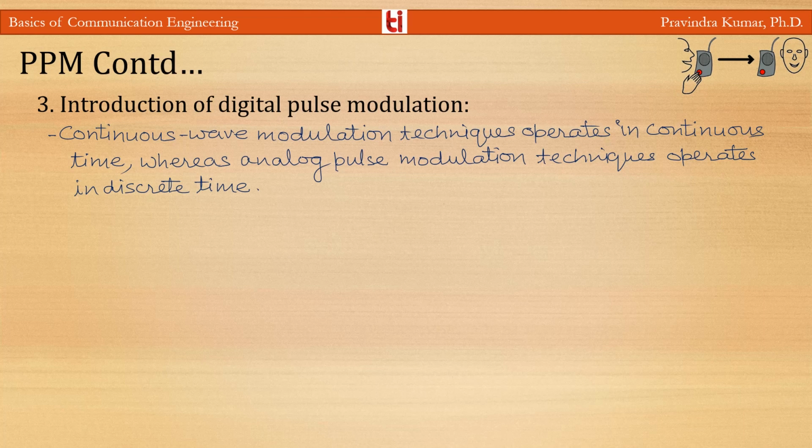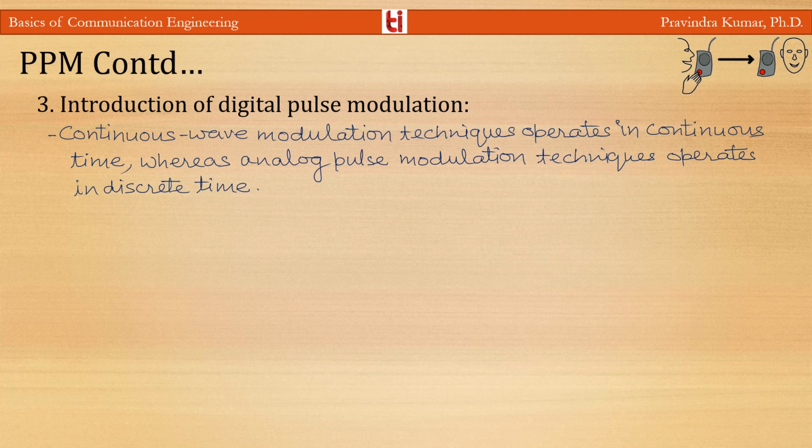These two families of modulation techniques offer the same performance when they are applied to the transmission of analog signals over a communication channel. In the context of performance, we are thinking in terms of the transmission bandwidth requirement and the receiver noise behavior. The operational feature that distinguishes the two families is that continuous wave modulation techniques operate on continuous time, whereas analog pulse modulation techniques operate in discrete time.